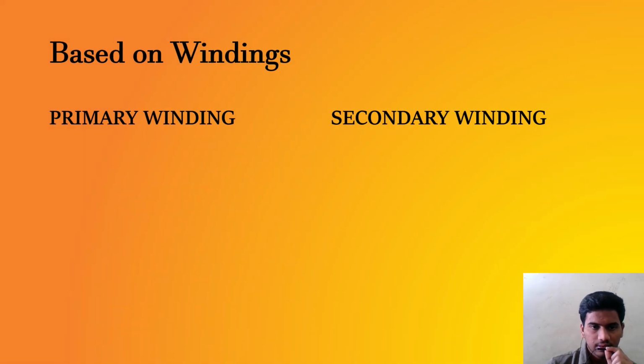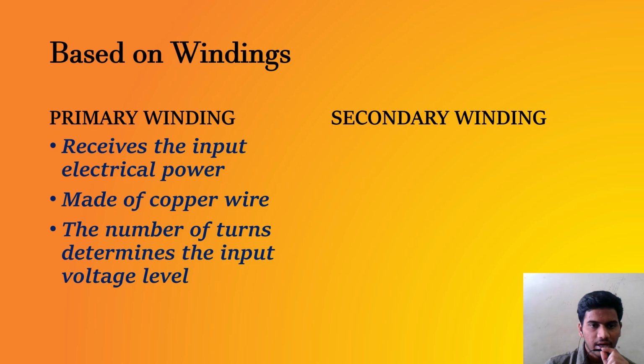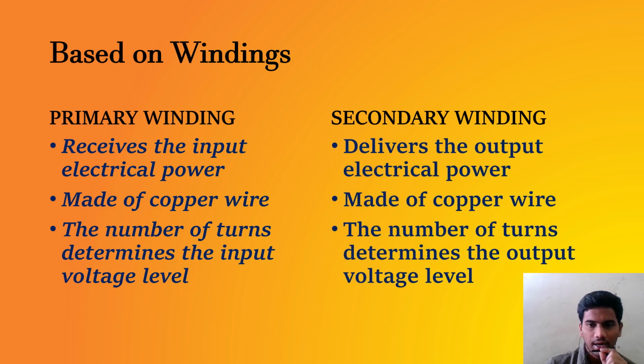Based on windings, there are two types of windings. First one is primary winding and another is secondary winding. Coming to primary winding, it receives the input electrical power. It is made up of copper wire. The number of turns determines the input voltage level. Coming to secondary winding, it delivers the output electrical power. It is also made up of copper wires. The number of turns determines the output voltage level.